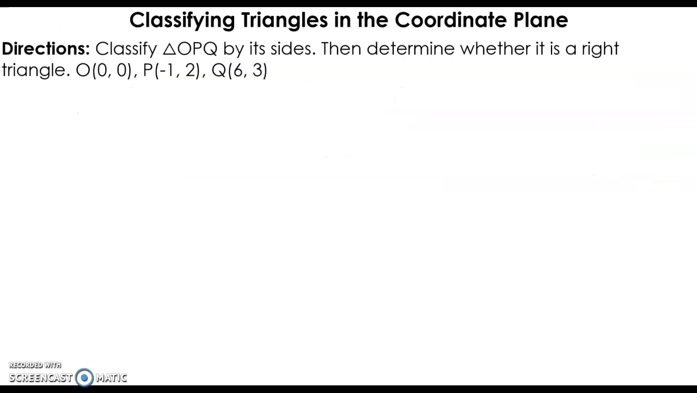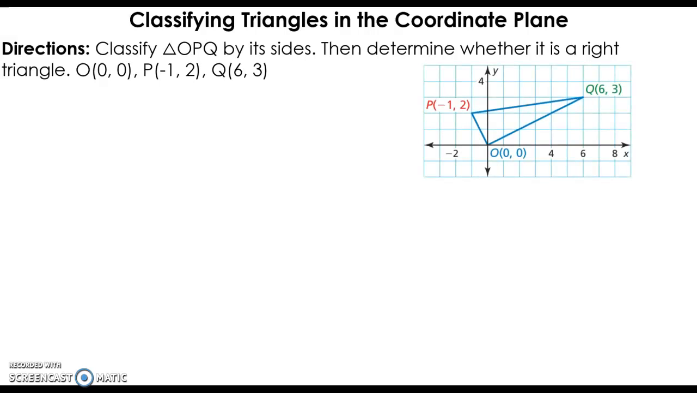Next, we're going to use this information of classifying triangles in a coordinate plane. So we want to classify the triangle OPQ by its sides. Then we're going to determine whether or not it's a right triangle. So if we were to graph this, it looks something like this. If you don't have graph paper, that's okay. Just do your best to sketch this out as best you can.